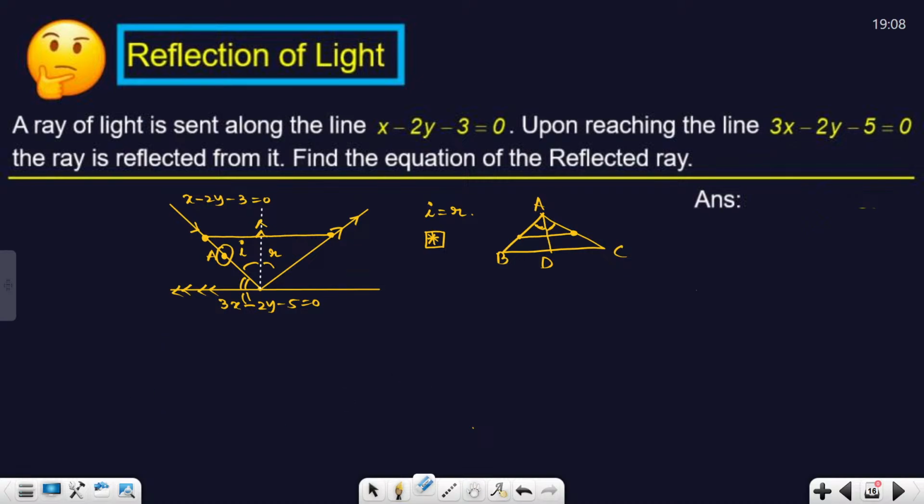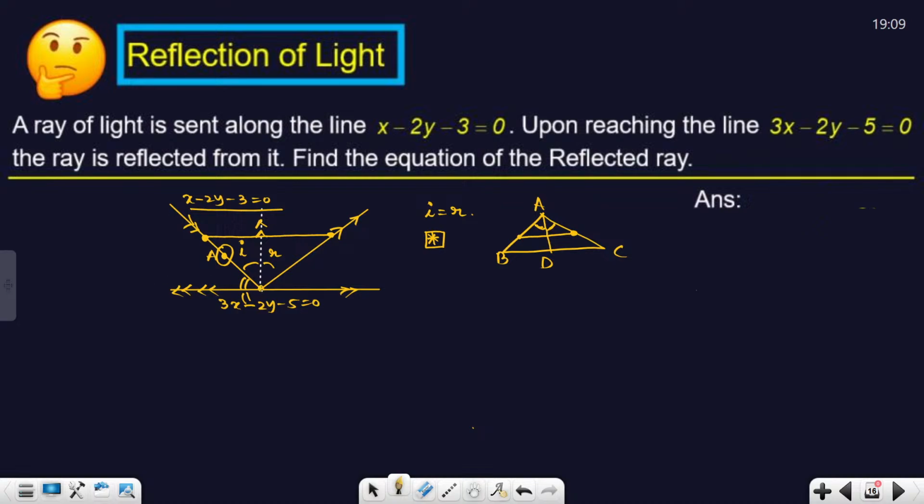Now see, in our question, they have said that a ray of light is sent along the line x minus 2y minus 3 equals 0. This sum can be done in various ways, but the easiest way is that this is my incident ray and this is my mirror. So let me solve the equations of the incident ray and the mirror.